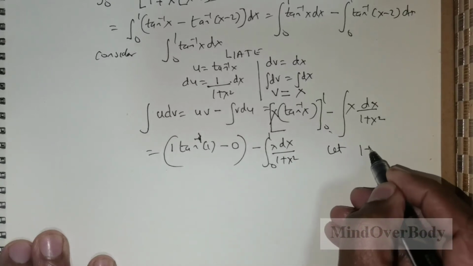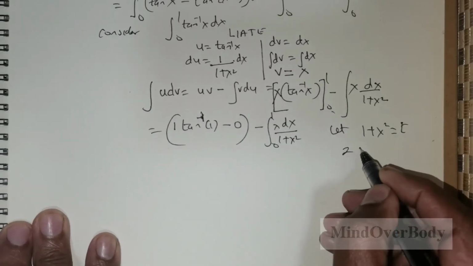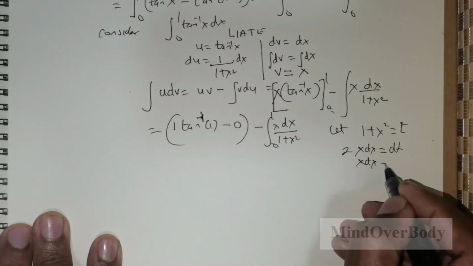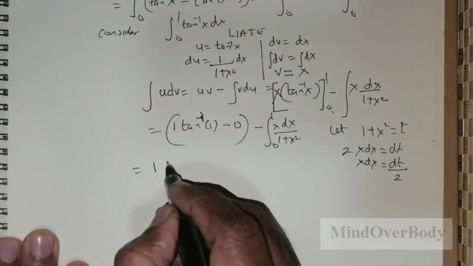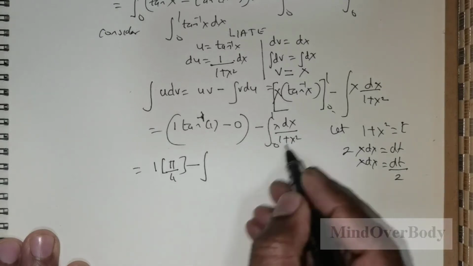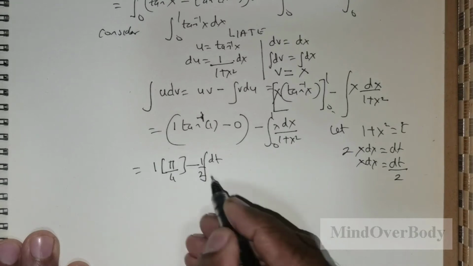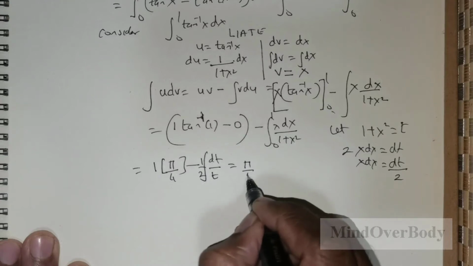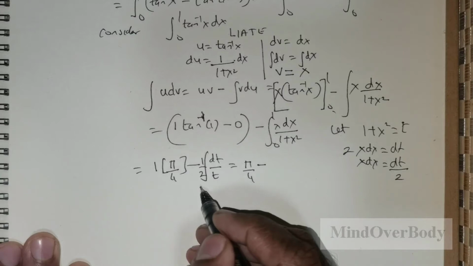So let 1 positive x squared be equal to some t. Differentiating this gives 2x times dx equal to dt. I don't have a 2 there, so x dx is equal to dt divided by 2. Tan inverse of 1 is pi over 4, so you can place that. Now integrate this quantity. x dx is going to be dt divided by 2, I place the 2 over here, divided by 1 positive x squared, which is t. So this is going to be equal to pi over 4 negative ln 2.